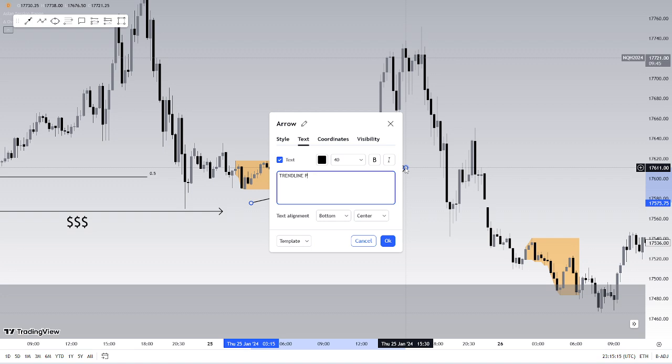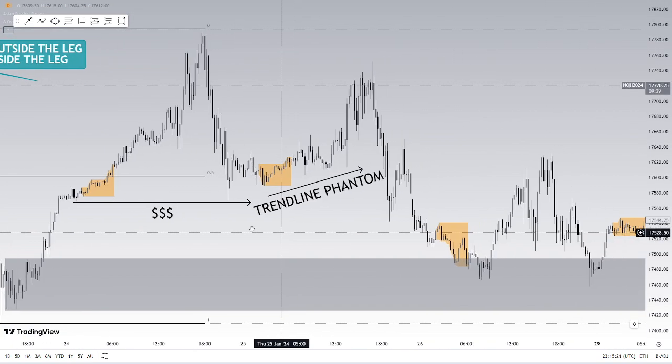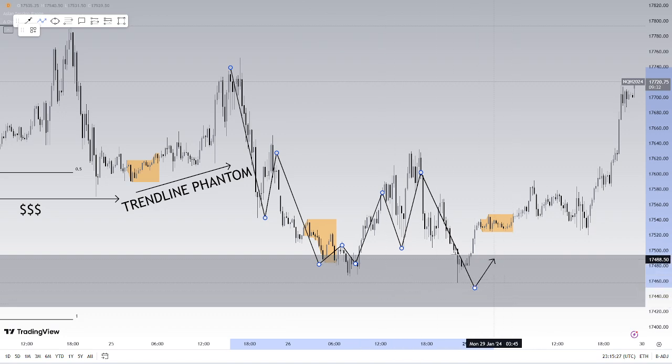Now this trendline phantom serves the same purpose as for the external liquidity. Price has a reason to go lower, sweeping liquidity, tapping into the fair value gap before heading higher.